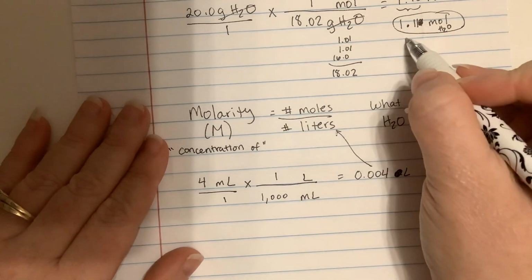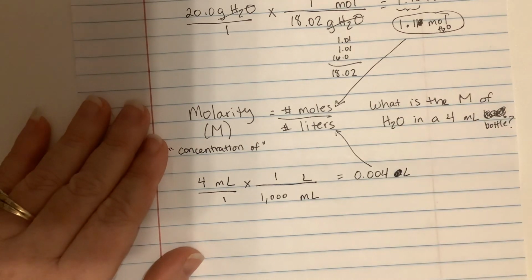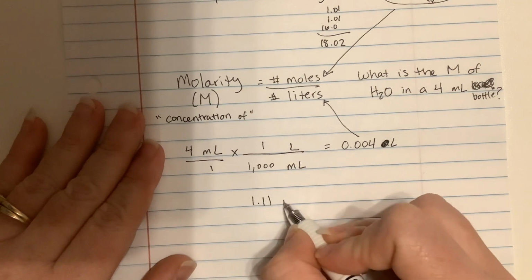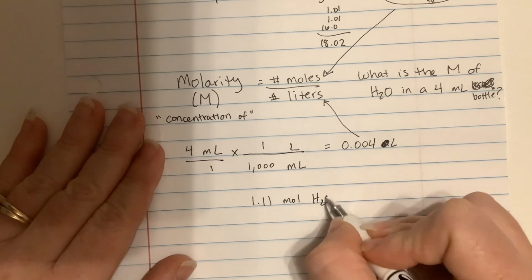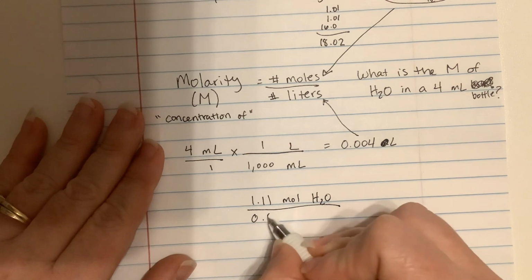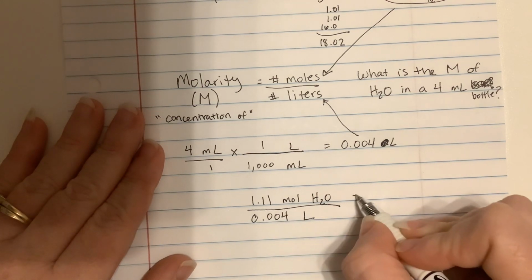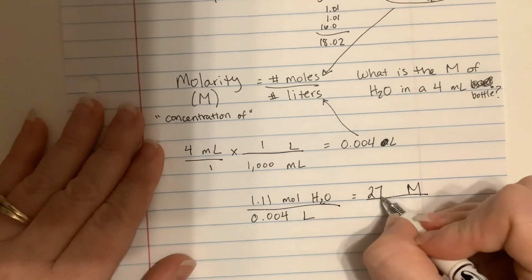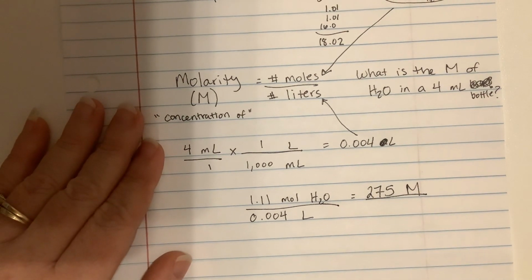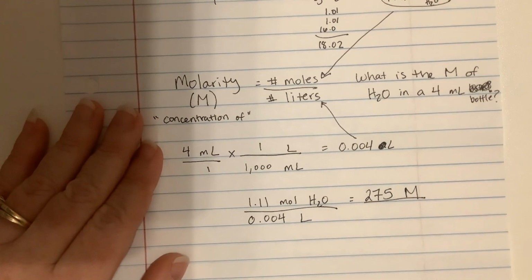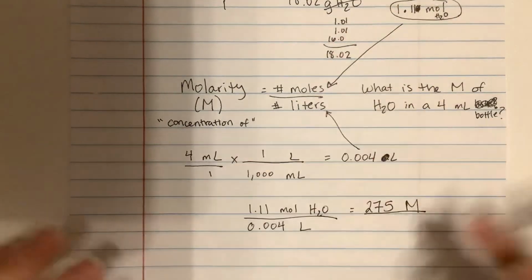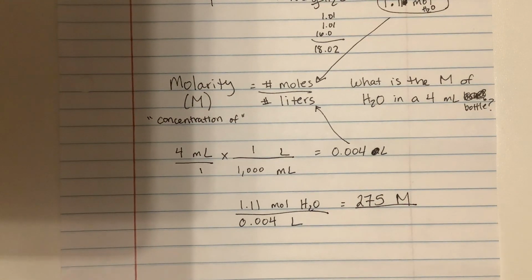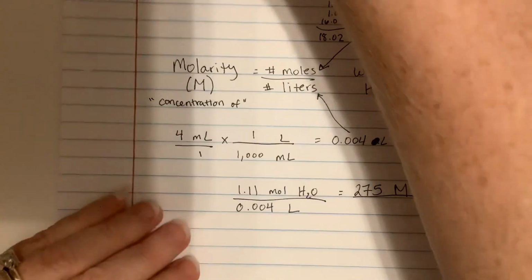So I know my moles, I know my liters. I'm just going to set up a problem. 1.11 moles of H2O divided by 0.004 liters, and that's going to give me my molarity, which ends up being 275. All right, hopefully you got that. That is my review of stoichiometry and molarity, and now we're going to move on to our first problem.